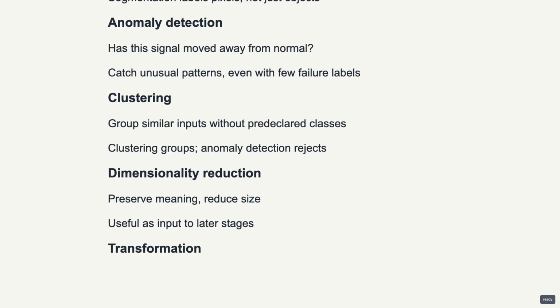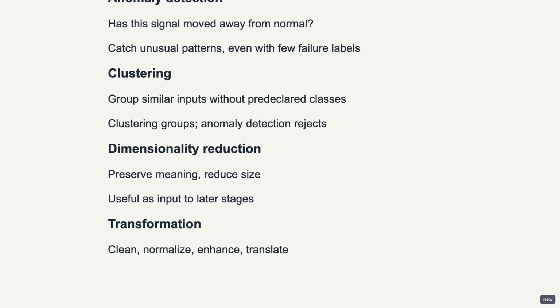Transformation covers algorithms that convert one signal into another useful form. The emphasis is on changing the representation so the next stage has better input to work with. Noise removal is one common case, but the idea is broader than denoising. Speech can become text, a weak image can be sharpened, or a raw signal can be reshaped into something easier to interpret.